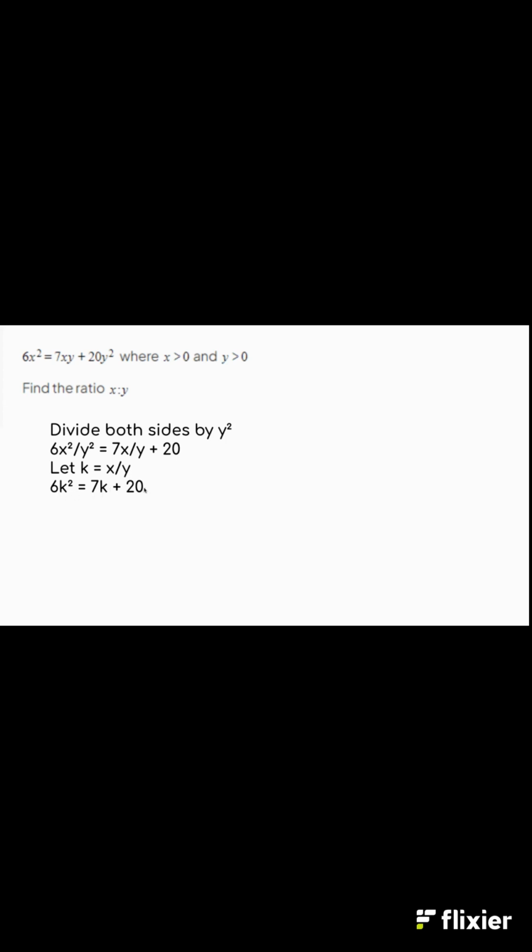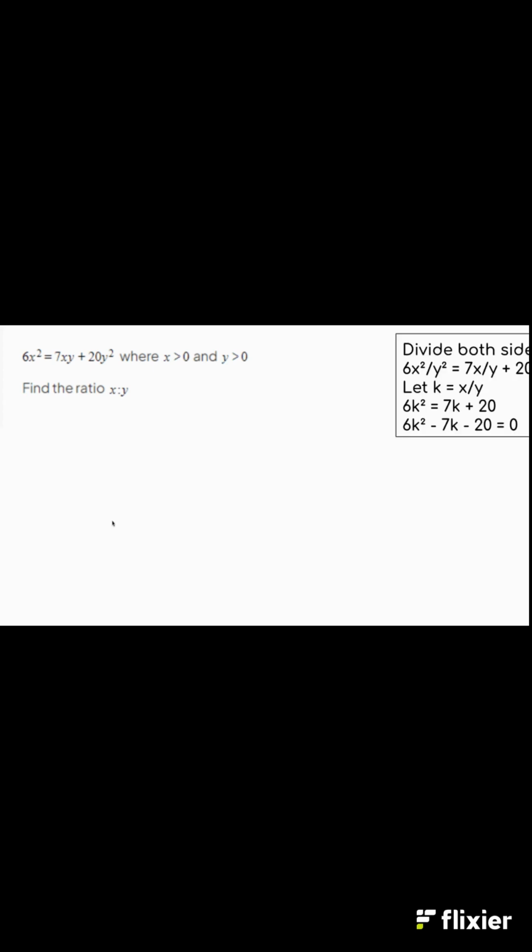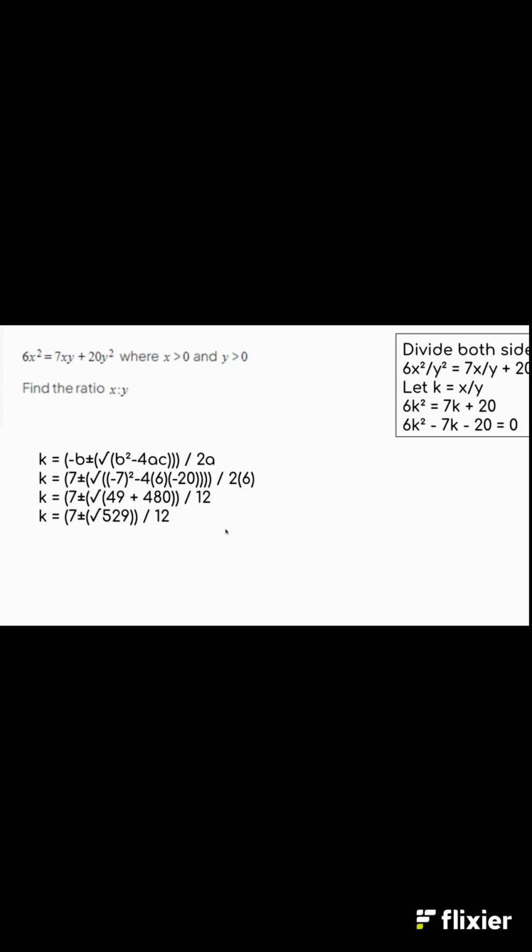Now we have this, we can make it into a quadratic equation like this: 6k squared minus 7k minus 20 equals 0, which is in the format of ax squared minus bx minus c, or plus whatever you want, equals 0. Let's put that in the box. So now we can use the quadratic formula to solve this. It's one way. After plugging in the values, negative b add or minus the square root of b squared minus 4ac, all over 2a, and after substituting these, we get 7 add or minus the root of 529 all over 12.